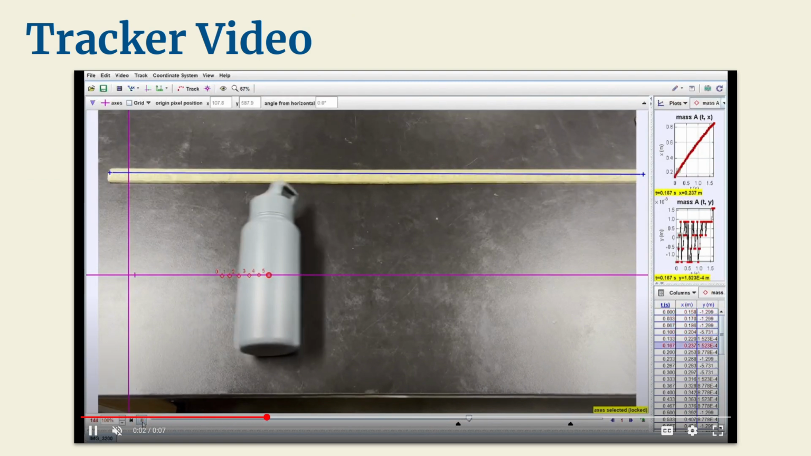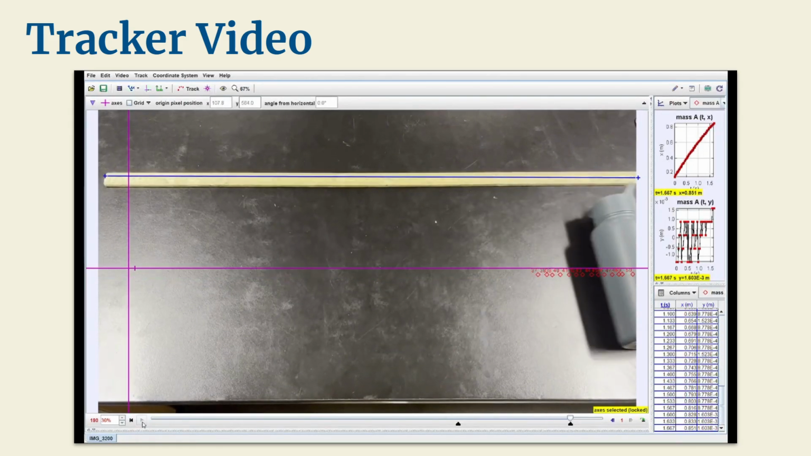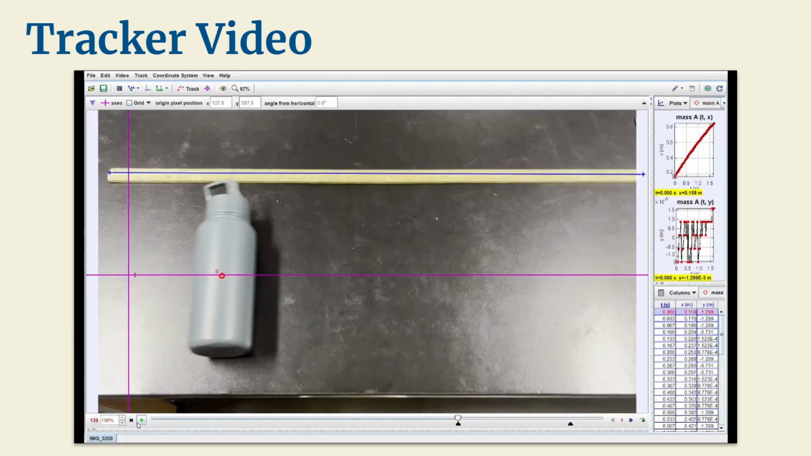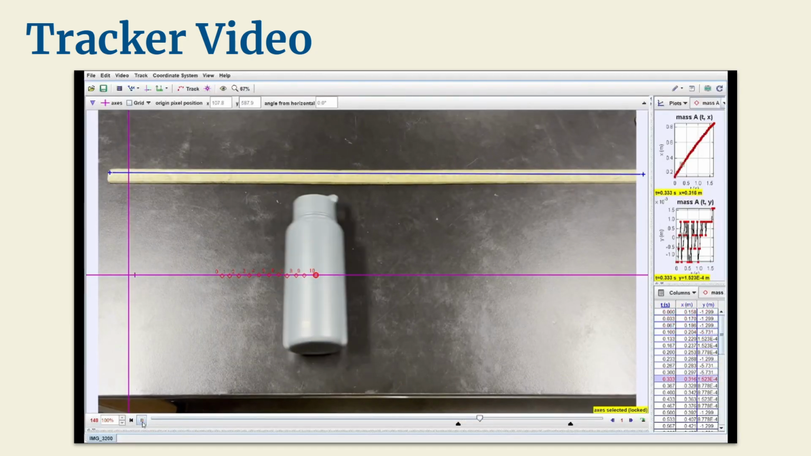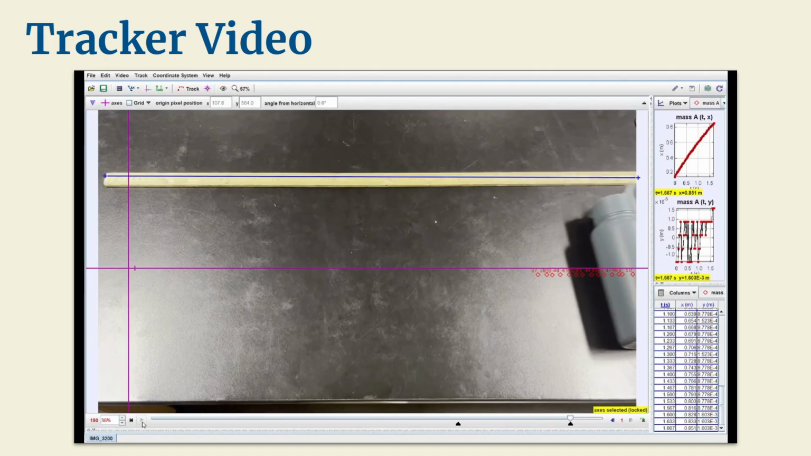Our experiment involved a water bottle as our system, and the surroundings being a lab table. Using Tracker, I made the bottle a point mass, which allowed me to track the horizontal displacement over a small amount of time. Using Tracker, I found the time the bottle traveled and the distance it traveled.